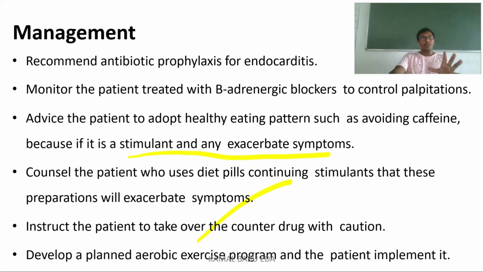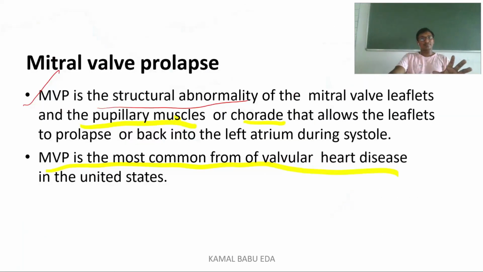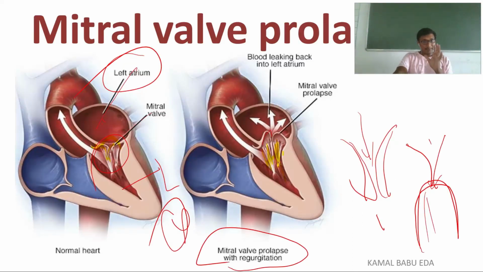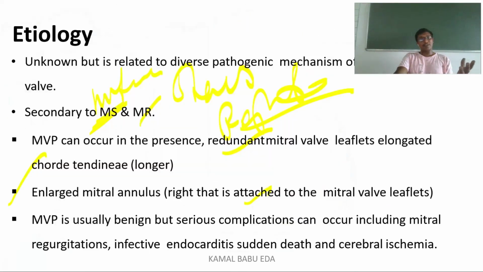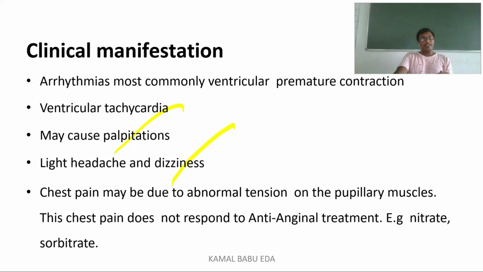This is mitral valve prolapse. Hope you understood, it's very easy. Whenever there is any kind of structural abnormality of the papillary muscles, the chordae tendineae or the leaflets, it will result in mitral valve prolapse. Instead of staying in place, the leaflets enter into the atrium, which allows regurgitation of blood and leads to worsening of the heart condition. These are some of the clinical manifestations.